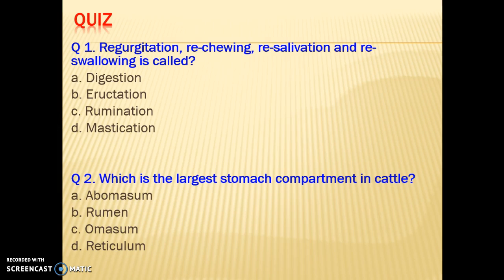The answer for the first is C, rumination, and the answer for the second question is B, rumen.